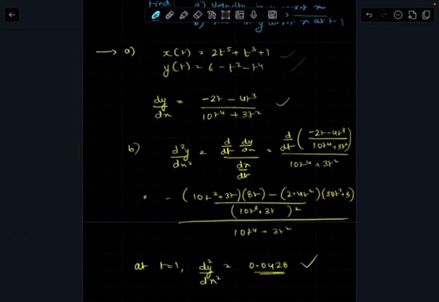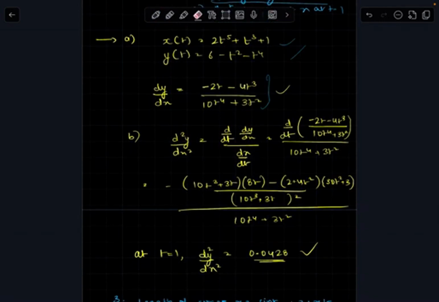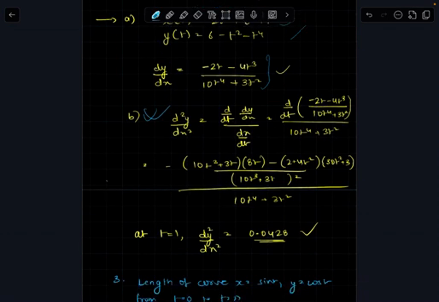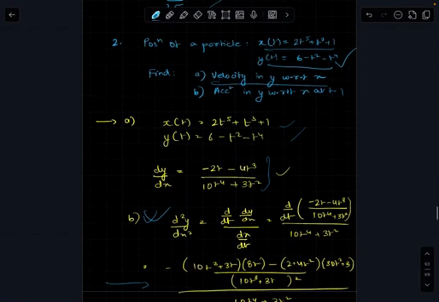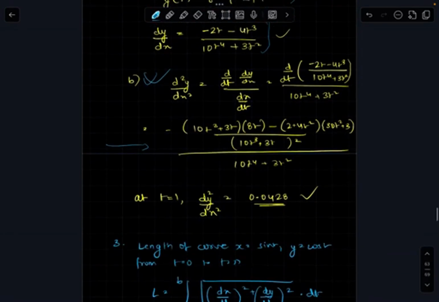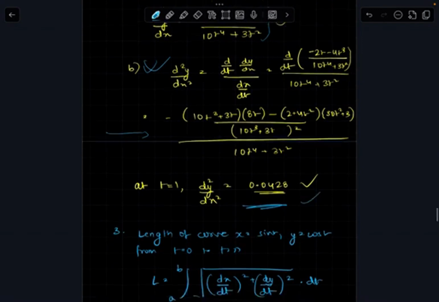So here are these equations. We'll find dy by dx, and to find the acceleration, it's going to be the double derivative, that is d squared y by dx squared, and this should be your answer right here, and you need to find it at t equal to 1. So you'll input the values and your answer should be almost this, right?